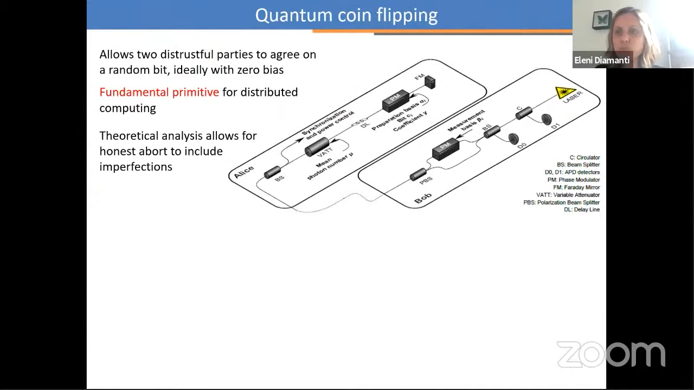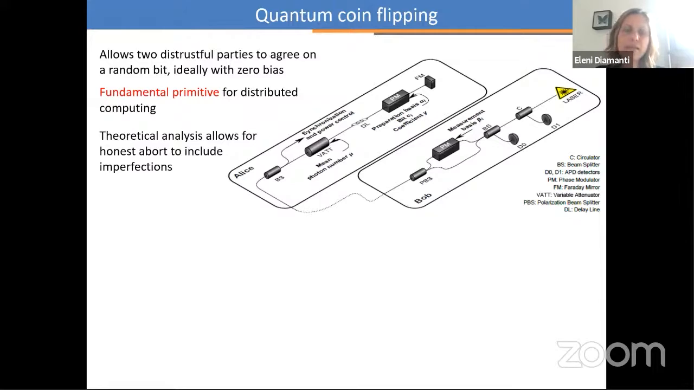One of the protocols that we have worked on is the so-called coin flipping. This is a fundamental primitive that we can find, for example, in networks for distributed computing applications. The idea here is to allow two distrustful parties to agree on a random bit, and ideally, if the coin flipping is unbiased, to have zero bias, to not have any preference for either of the coin sides. And this has been known for quite a while.